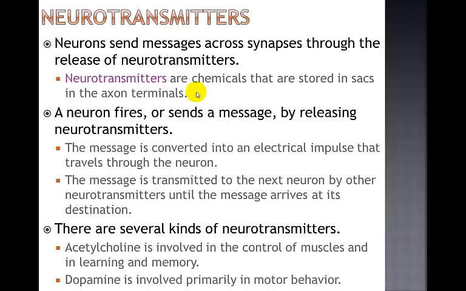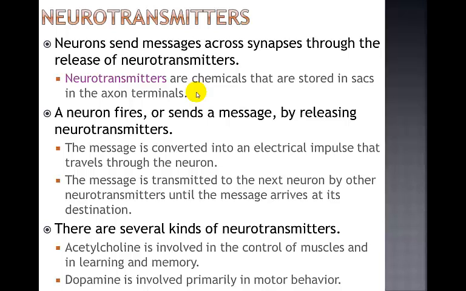There are several kinds of different neurotransmitters. The two that we will talk about are acetylcholine, which is involved in the control of muscles and in learning and memory, and dopamine, which is involved primarily in motor behavior. A lot of these neurotransmitters are involved in different aspects.